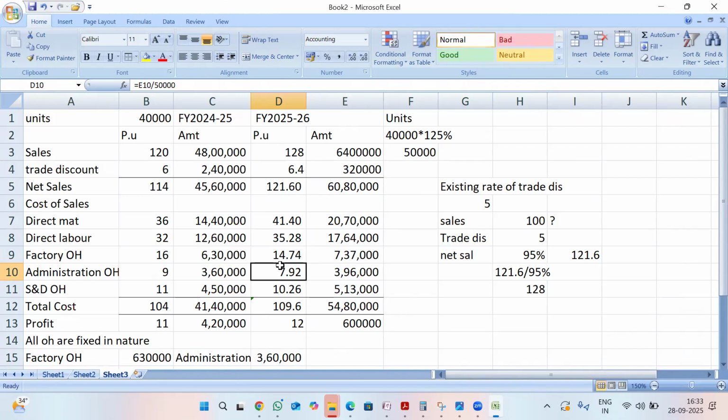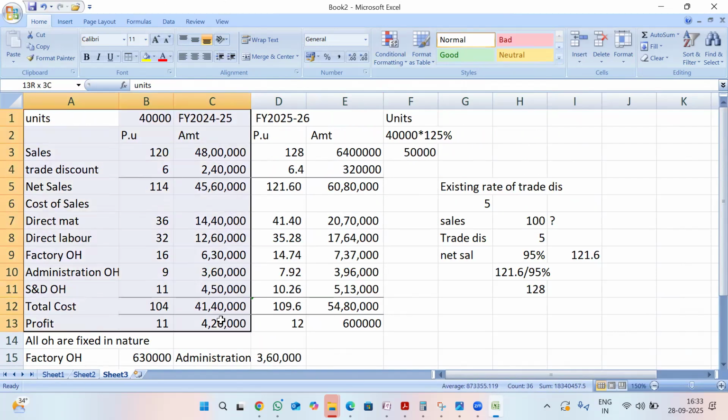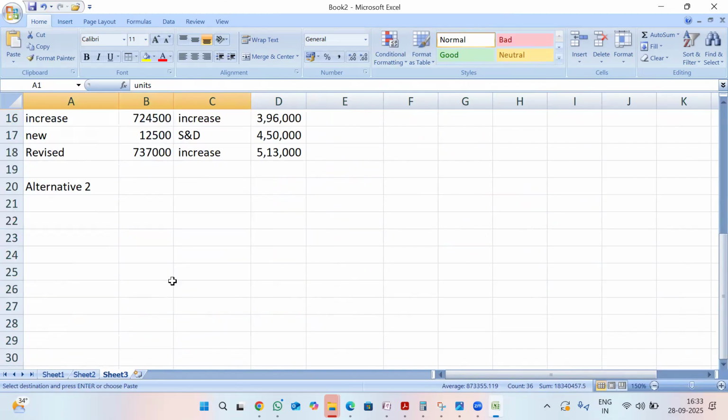Okay, fine. Then where else can students go wrong? If they are assuming factory overheads as fixed and administrative as variable, the entire assumption is going wrong. Either you need to take all the assumptions as fixed or everything as variable. Then you will lose marks if you are not doing the assumption properly. Okay, now let's calculate alternate 2.